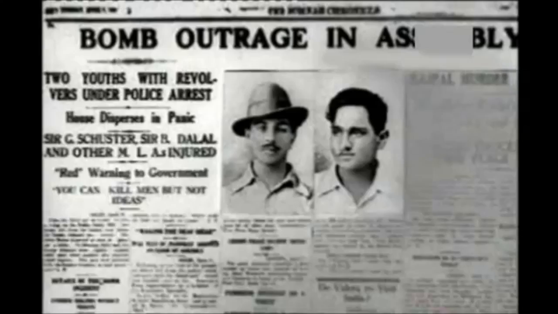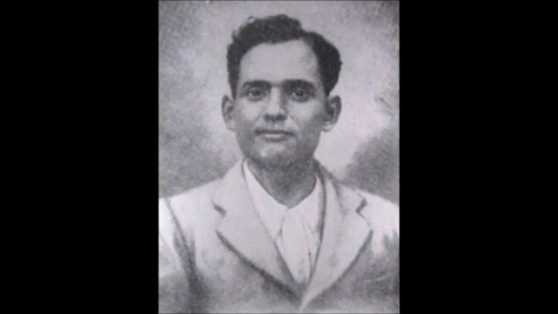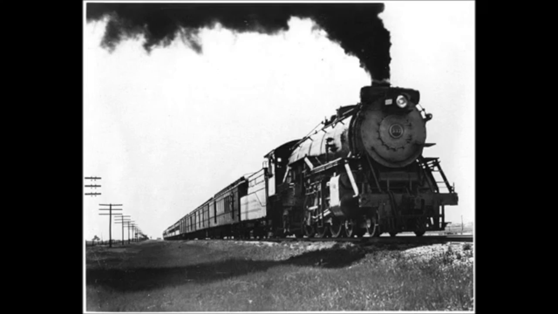The two were arrested and the case came to be known as the Lahore Conspiracy Case. In September 1929, one of the accused died after a long hunger strike. His funeral procession brought demonstrators by the thousands onto the streets. Nor did the violence cease, for in December, shortly before the Congress met at Lahore for its annual session, the Viceroy, Lord Irwin, narrowly escaped death when a bomb exploded under his special train.